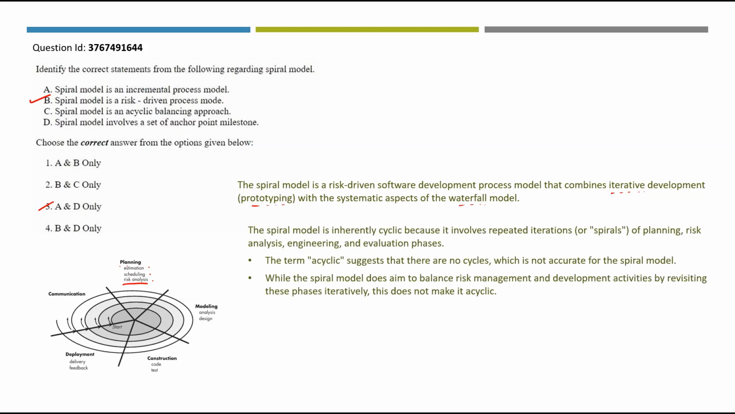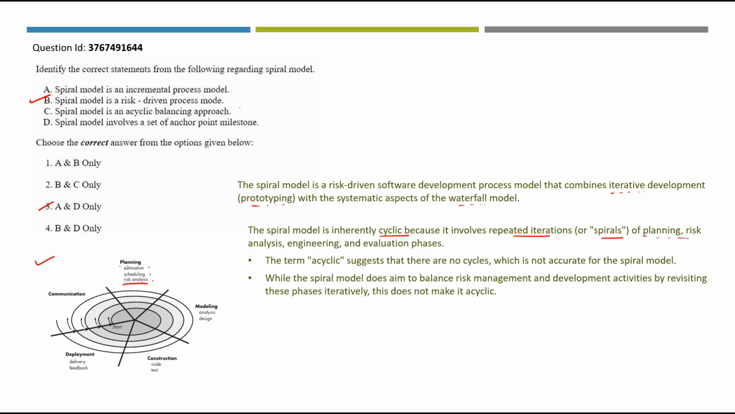The spiral model is inherently cyclic because it involves repeated iterations or spirals of planning, risk analysis, engineering and evaluation phases. These are the general phases they have given. This is with respect to the reference book diagram. The term acyclic suggests that there are no cycles, which is not accurate for the spiral model. So they say it's cyclic because it involves repeated iterations or what we call as spirals. When it is cyclic, the term acyclic is actually wrong.